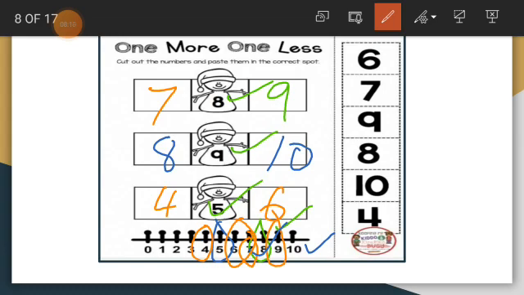Now 1 more than 8 is 9. 1 less than 8 is 7. 1 more than 9 is 10. 1 less than 9 is 8. 1 more than 5 is 6. 1 less than 5 is 4. This is how you will find out the answer.